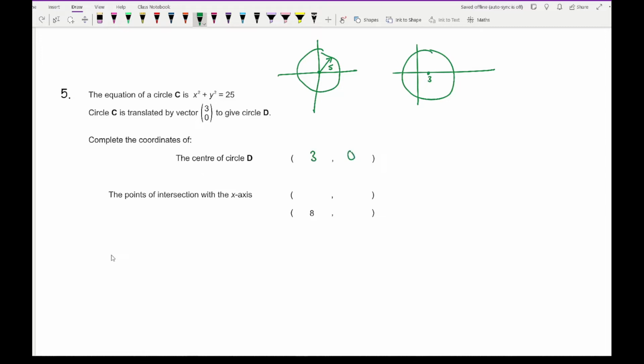Now in terms of the intersection points of the x-axis, well here at this point, because the radius is 5, that's going to be at -5 and this is going to be at 5. Now it's been shifted 3 squares to the right, then this here is going to be -5 plus 3, which is -2. And this point here is going to be 5 plus 3, which is 8. So here, all I'm then doing is substituting the coordinates. So this point here is going to be -2, 0. And then this point here is going to be 8, 0.